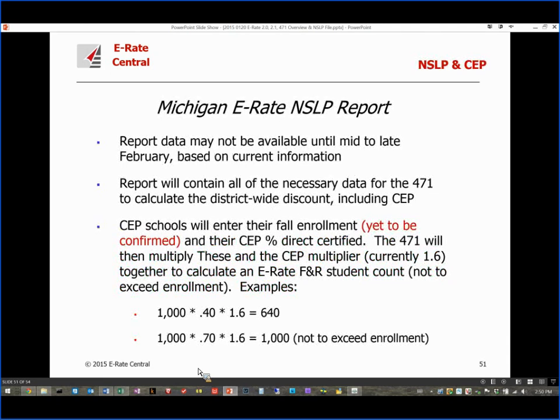Talk to you a moment about the Michigan E-rate NSLP report. We received word last week that the data that is put onto that report, they are not at this point believing that data is going to be available before mid-February. We've explained to them that could be problematic for many applicants, and we're seeing what we can do.